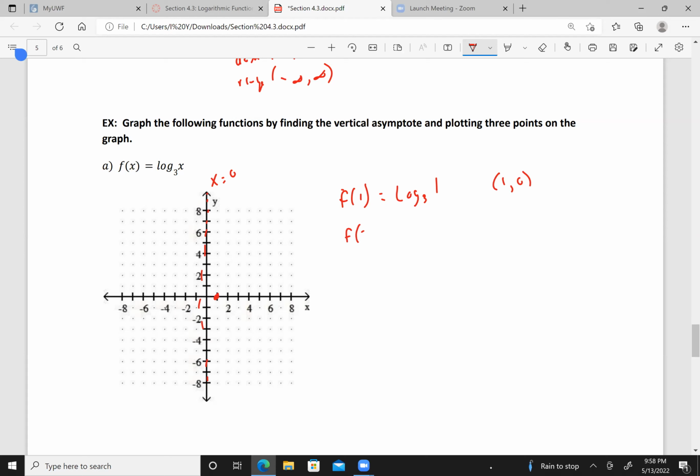What if I let x equal 3? f of 3 is log base 3 of 3, which is 3 to the first power, 1. And then if I let x equal 9, log base 3 of 9, I get 2. Looking at this shape.